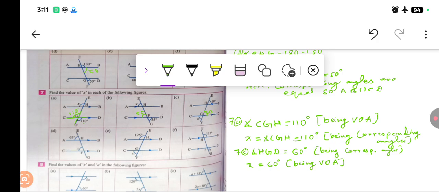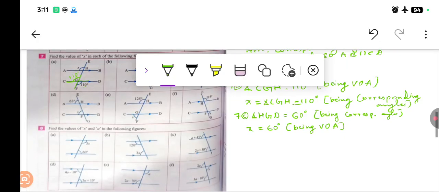Now moving to question number 7d. In 7d we have direct relation. X is equal to 63, we can write directly. X is equal to 63 being corresponding angle. For this one we cannot have a direct relation. So what we will do is we need to know this angle. To have a relationship with this one as corresponding angle, we need to find HGC.